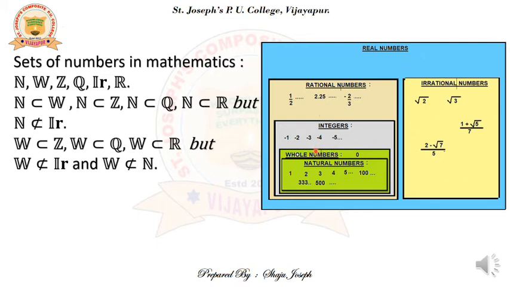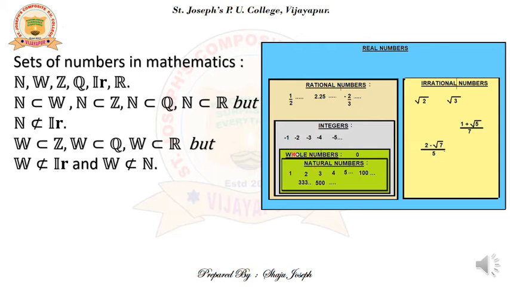See, any whole number you take, 0 for example. 0 is a whole number. Yes, it belongs to the first one, W. Does it belong to the second one, IR? No, it does not belong. So what can you say? The first set W is not a subset of the second set, irrational, right? And what about whole numbers and natural numbers?